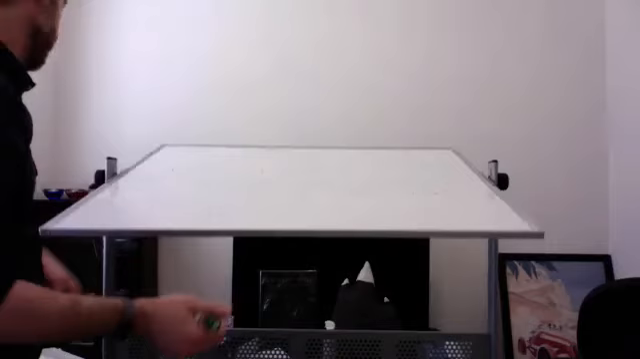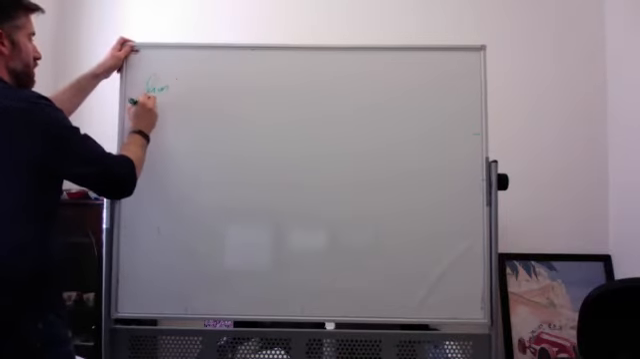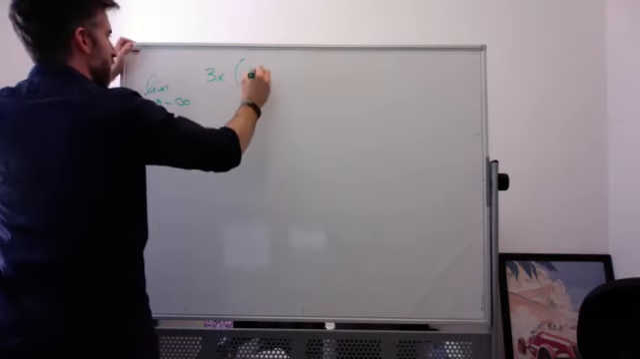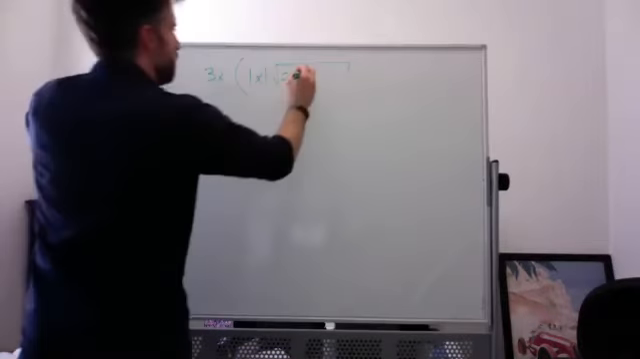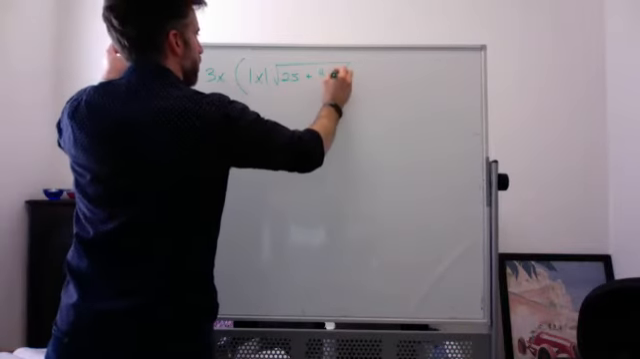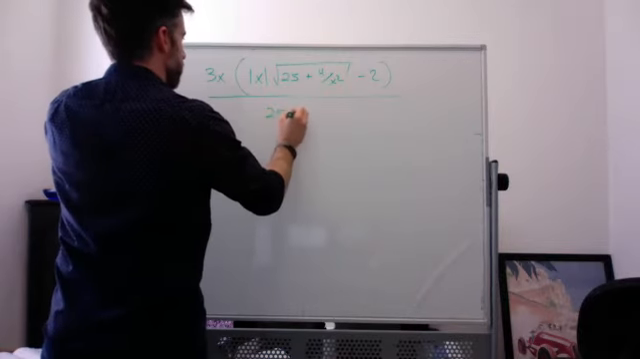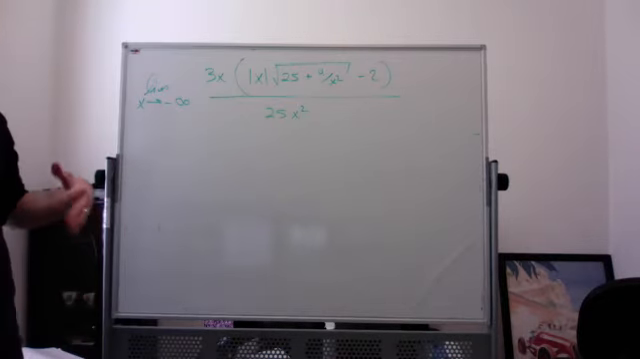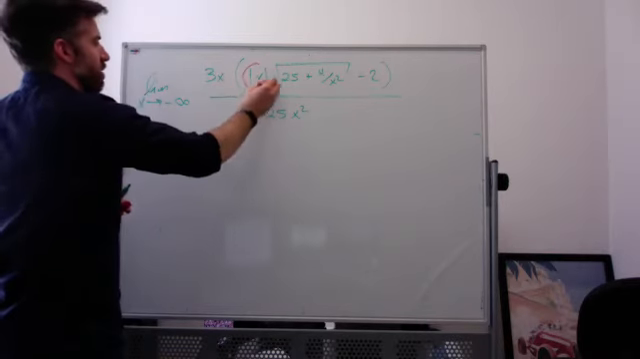So let's see, I had the limit as x goes to minus infinity of 3x times the absolute value of x times the square root of 25 plus 4 over x squared, minus 2, all divided by 25x squared. Okay, so finally, well, not finally. So in this case, what's the absolute value of x equal to?